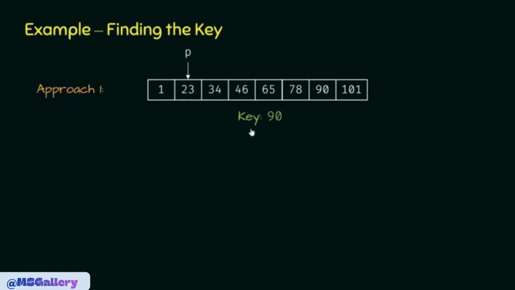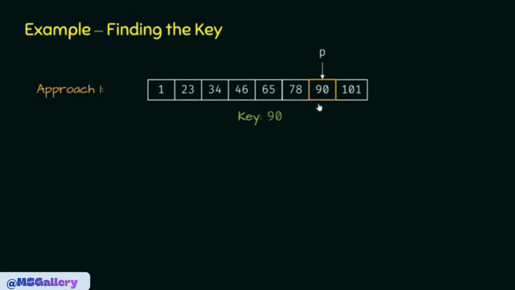Now 23 is compared with 90. Is 23 equal to 90? No. So we will proceed and compare 34 with 90. Is 34 equal to 90? No. Is 46 equal to 90? No. Is 65 equal to 90? No. Is 78 equal to 90? No. Is 90 equal to 90? Yes. At this point, we found the key. 90 is equal to 90, and this means the key is found.